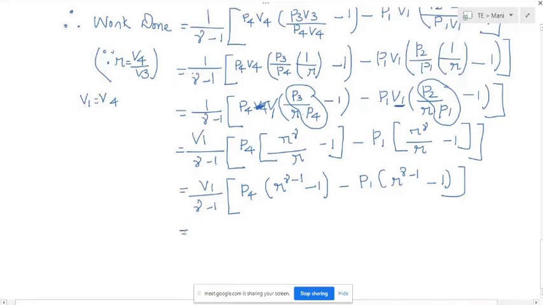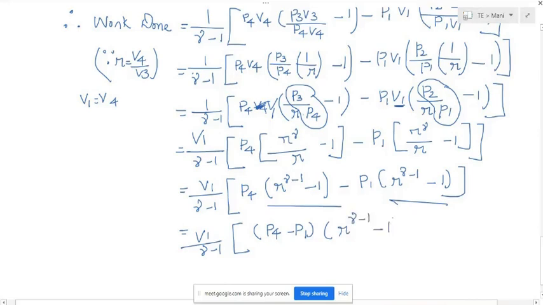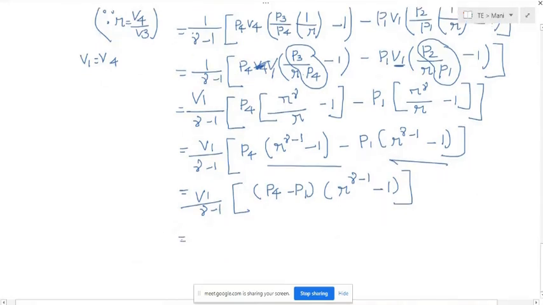So here, now see, the term which is common, right? So the remaining term is here V1 divided by r power gamma minus 1 into P4 minus P1 into r power gamma minus 1 minus of 1. Okay, and again for the simplification process, again we can write like this.